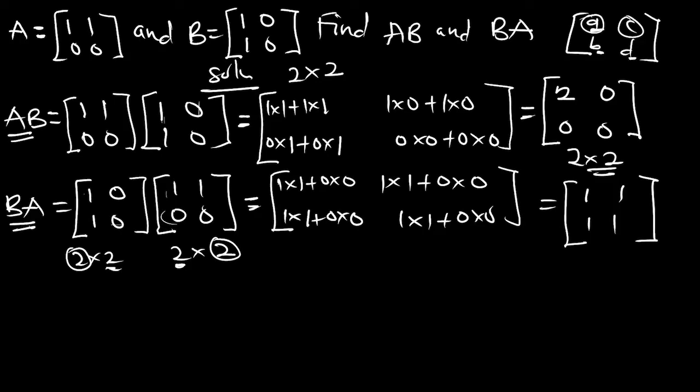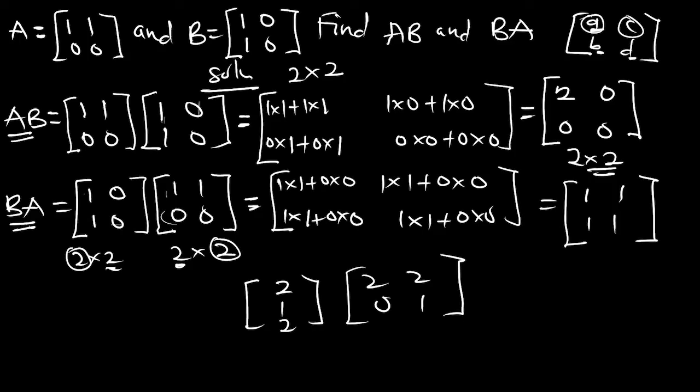Are we okay? So let me ask if this matrix multiplication is going to be possible: 2, 1, 2 by 2, 2, 0, 1. Is it going to be possible? Let's look at the size. This is 3 by 1 and this is 2 by 2. The number of columns on the first one is not equal to the number of rows on the second one, meaning multiplication is not possible for this. Are we okay? All right.